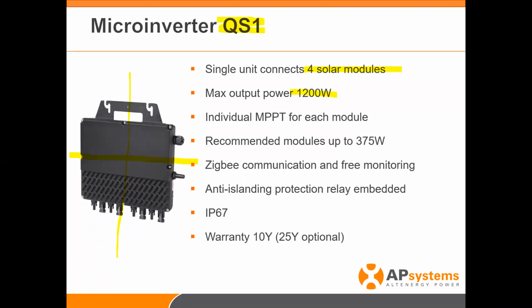For a maximum of 1200 AC watts output, 300 watts per channel, independent of each other. Recommended sizes really come down to STC versus PTC. Same Zigbee communication, same anti-islanding, IP67 or NEMA 6, however you want to look at that, with a warranty of 10 or 25. Jason, would you like to chat a little bit about the warranty, the differences?